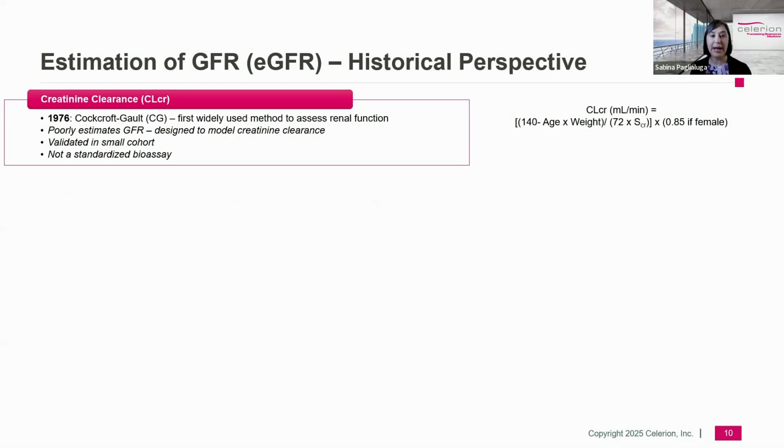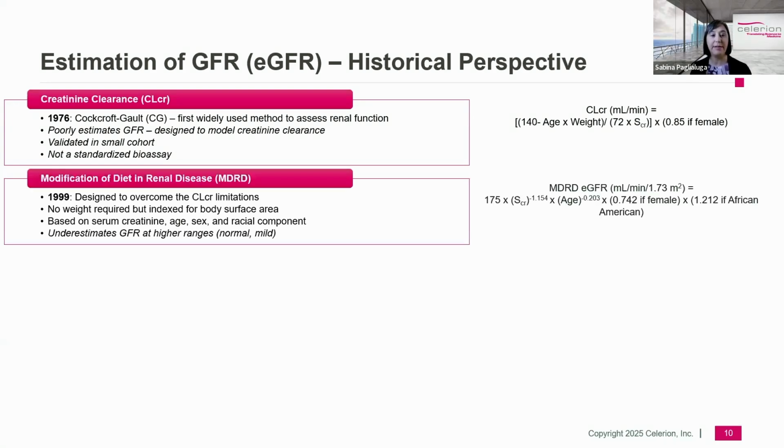You might be familiar with creatinine clearance. This formula was first developed in 1976 by Cockcroft-Gault. Here, the formula applies serum creatinine, weight, age, and sex. Now, this formula does poorly estimate GFR because it's really designed as a model of creatinine clearance. It was first validated in a small cohort of participants using an outdated biosystem by today's standards.